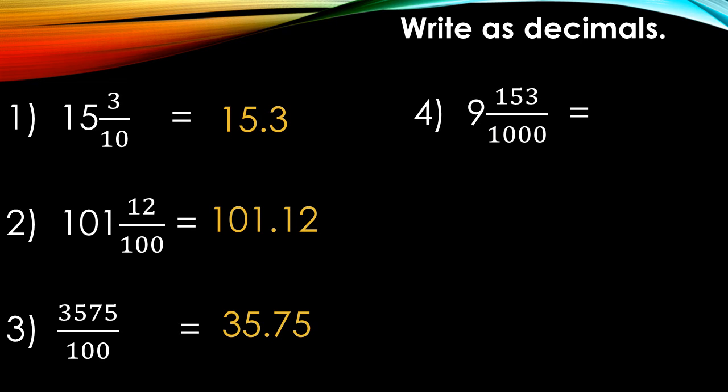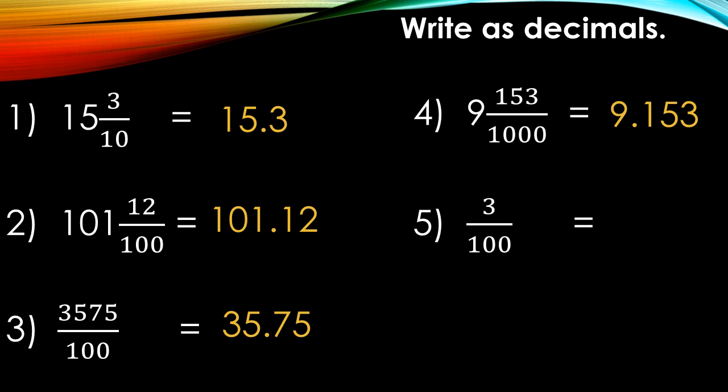Question number 4. 9 and 153 upon 1000. See, in this question, 9 is a whole number. So write 9 as it is. And tell me, how many zeros in the denominator? Yes, 3. So in the numerator, count 3 digits from the right and put the decimal. So the answer is 9.153.